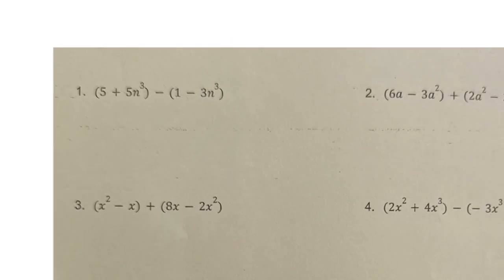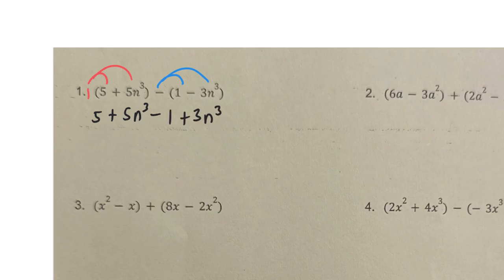I think it's very clear that we would need to distribute that. It is the case there's an invisible positive 1 here, and that would distribute as well. But typically we don't think about that because it's just an invisible positive 1. So we would have 5 plus 5n cubed minus 1 plus 3n cubed. We have a like term, like term. We have a like term, like term. The red underline like terms become this, and the green underline like terms become that. So that should be the answer there.